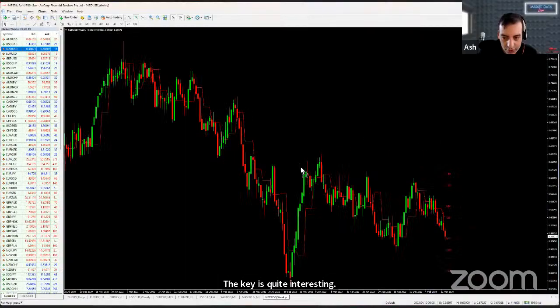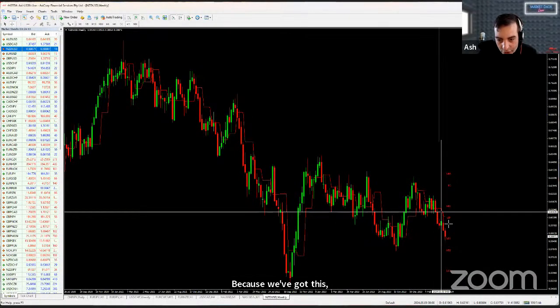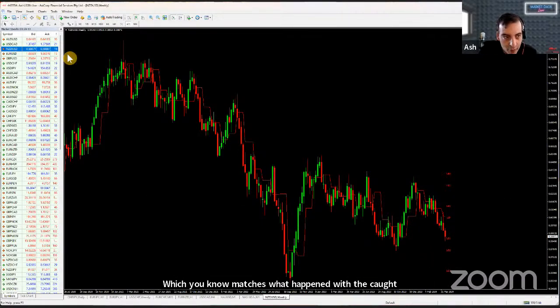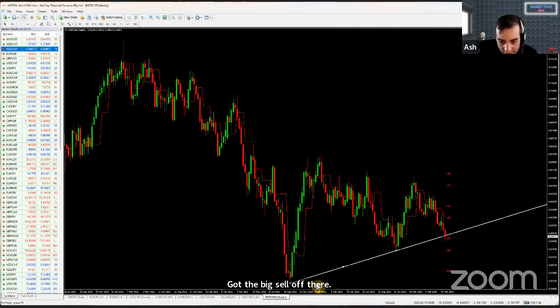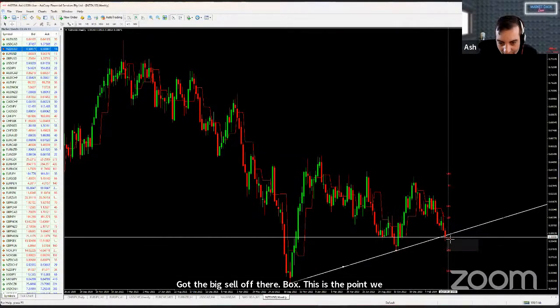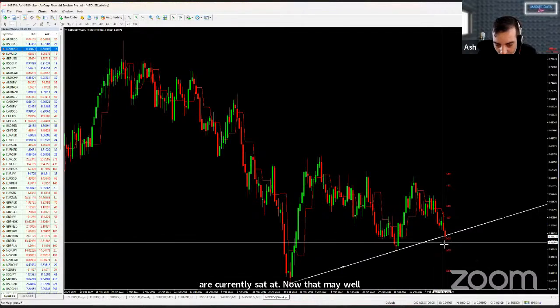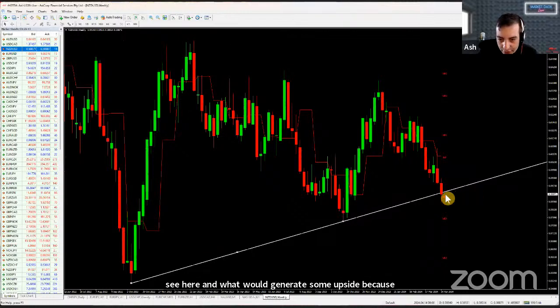Because we've got this big sell-off here, which matches what happened with the COT data. Got a big sell-off there, but this is the point we are currently sat at. Now that may well be a signal that it's broken through. But what I'd really want to see here, and what would generate some upside, because it's possible that the COT data, as I say, has troughed and it's started to buy back up again.